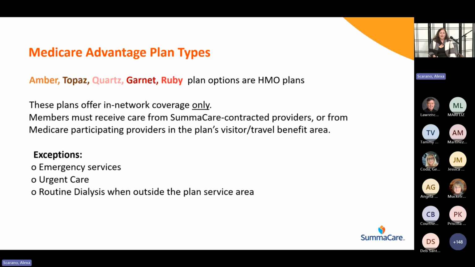Our HMO plans that we will have available this year are Amber, Topaz, Quartz, Garnet, and Ruby. These plans offer in-network coverage only. They have to see a SummaCare contracted provider unless they are in their visitor travel benefit area, then they can see a Medicare participating provider. The exception to in-network only would be, of course, emergency services, urgent care, as well as their routine dialysis.